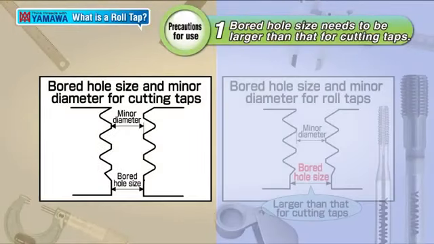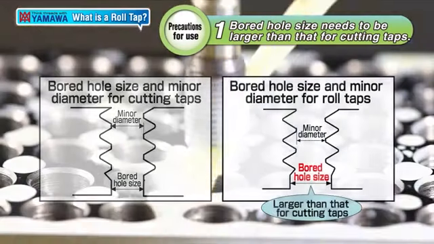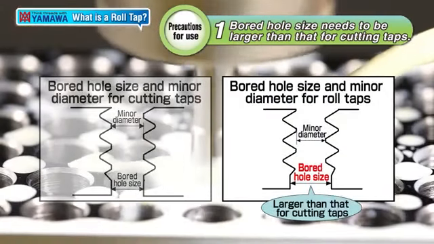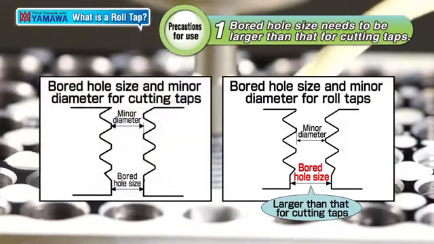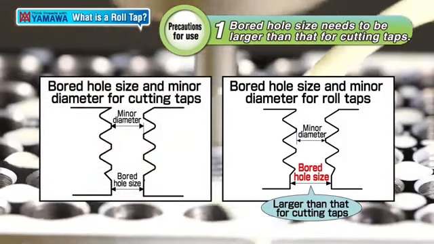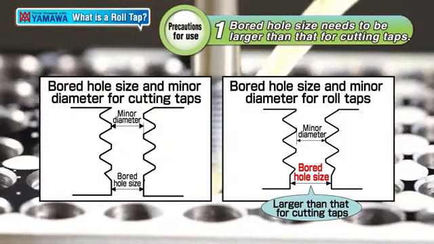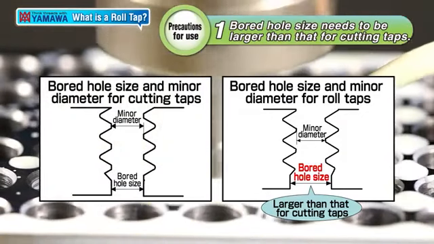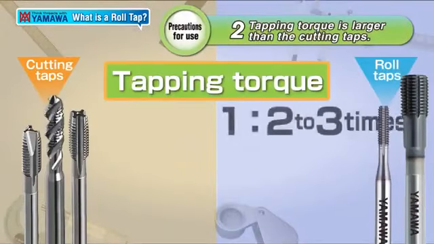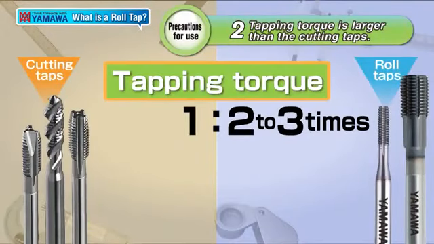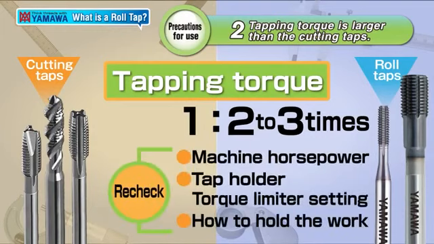When using a cutting tap for threading, the diameter of the bored hole becomes the minor diameter of the internal thread. In the case of roll form tapping, the workpiece is formed to create minor diameter of the internal thread. Therefore, the bored hole needs to be larger for roll taps than it is for cutting tap. Roll taps require 2 to 3 times more tapping torque than cutting taps. Therefore, it is necessary to use a machine with enough horsepower for this amount of torque.